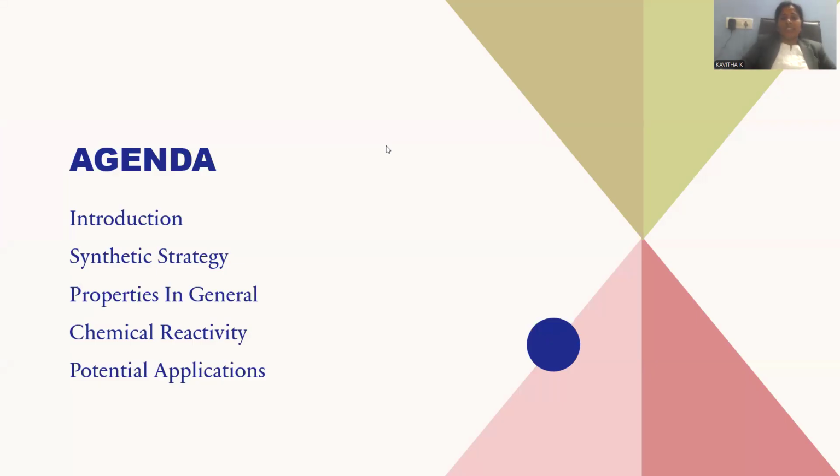Let's go with the agenda for this session. We are going to introduce the compound and the synthetic protocols to manufacture furan, whether in the laboratory or at industrial scale. Then properties in general, including physical properties like melting point, boiling point, and density, and the chemical reactivity: in what way it reacts with other reagents, giving rise to a new compound. And eventually potential applications in medicinal, pharmaceutical, agricultural, and material chemistry.